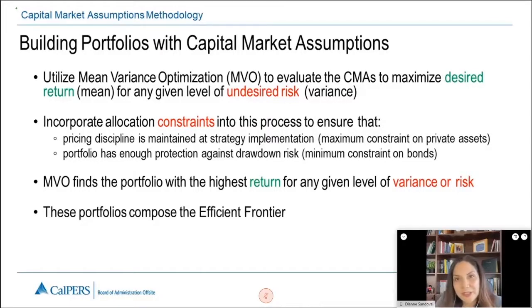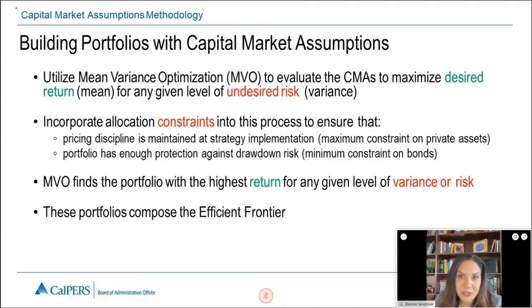Another important reason to utilize constraints is that MVO assumes that all risks associated with a portfolio can be captured by the volatility of returns. The reality is, as Wilshire walked through earlier, CalPERS risks are multifaceted and should consider an expanded array of attributes, liquidity, drawdown, and income, just to name a few, that will allow us to preserve wealth and enhance the sustainability of the fund over the long term. Placing a minimum constraint on bonds is one way to ensure that the portfolio has enough liquidity and protection against drawdown risk.